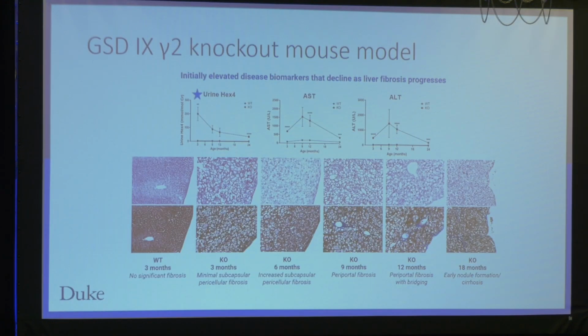Again, the same kind of story. Over a period of time, the urine GLUC4 came down, the liver enzymes came down, but look under the microscope. The liver pathology continued to progress. So now we are showing it in yet another model that this does occur.